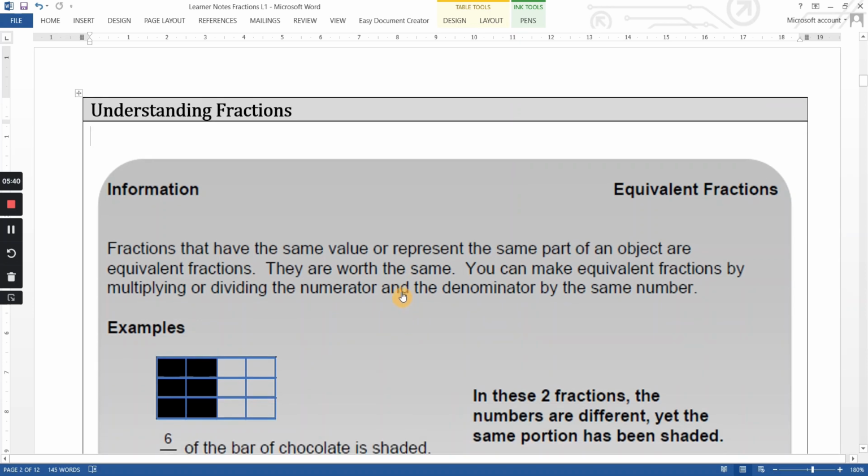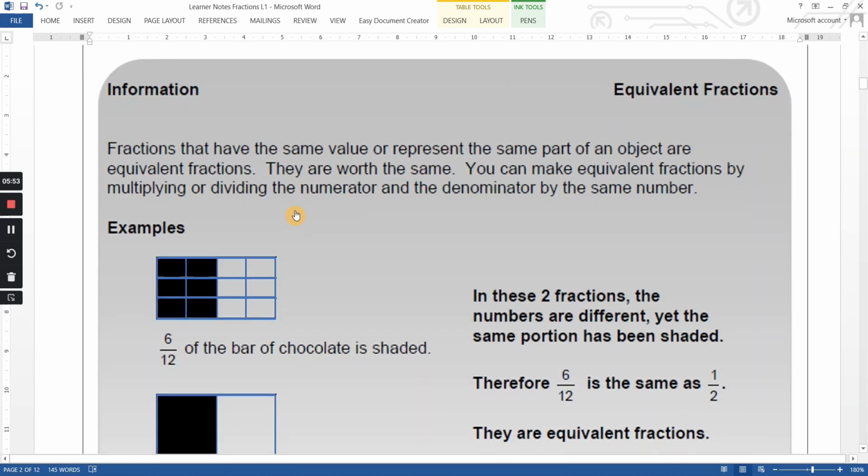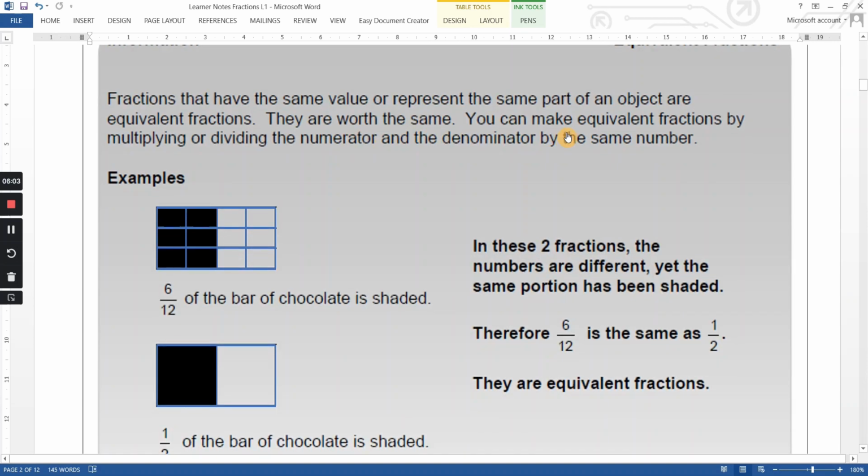Let's move on to the next section. Still to do with understanding fractions, so it's just basic information that you should hopefully already know. This is about equivalent fractions. Fractions that have the same value or represent the same part of an object are equivalent fractions. They are worth the same. You can make equivalent fractions by multiplying or dividing the numerator and the denominator by the same number.